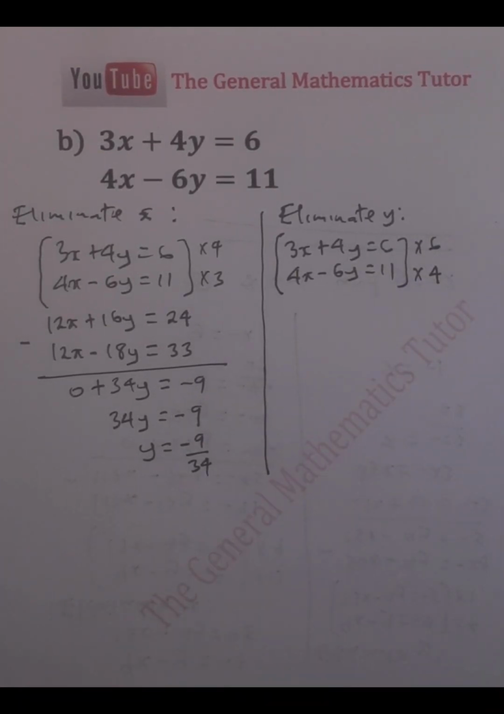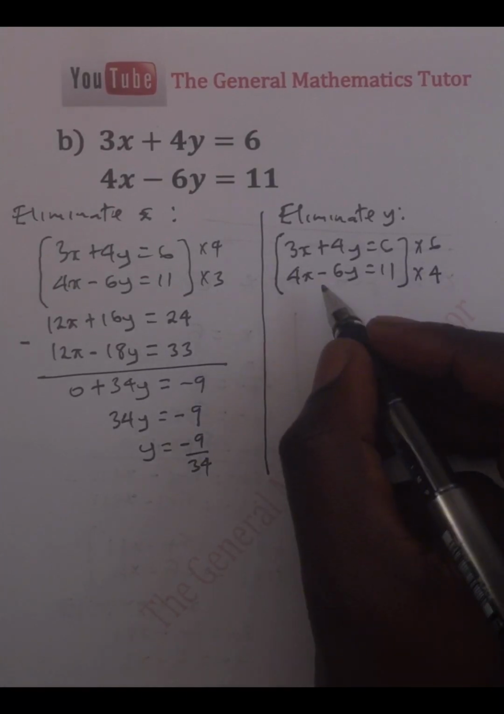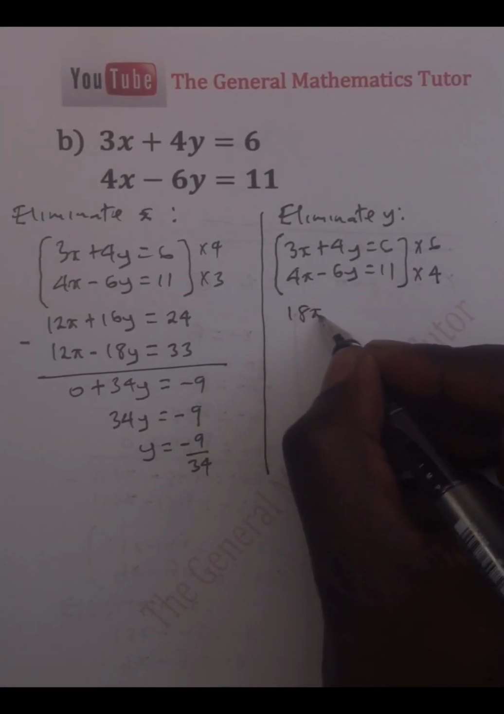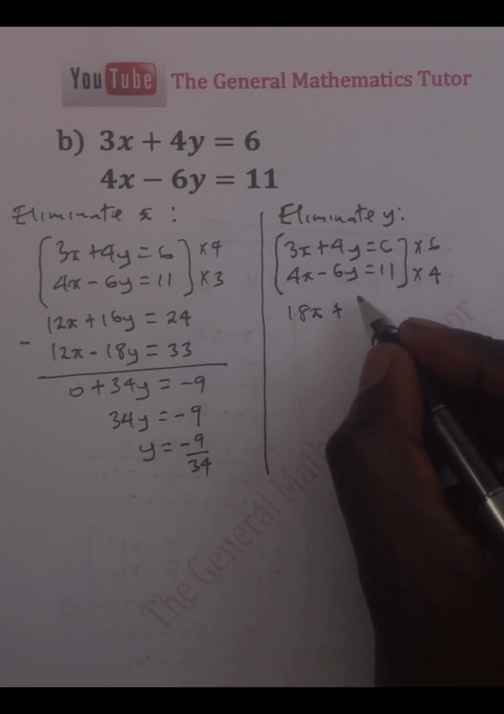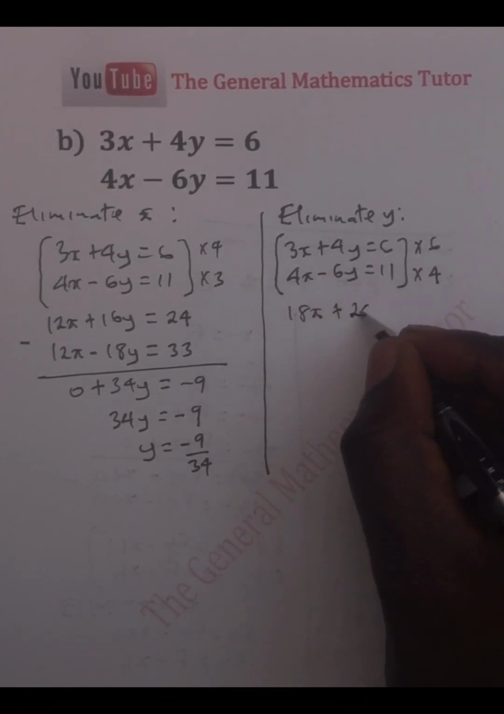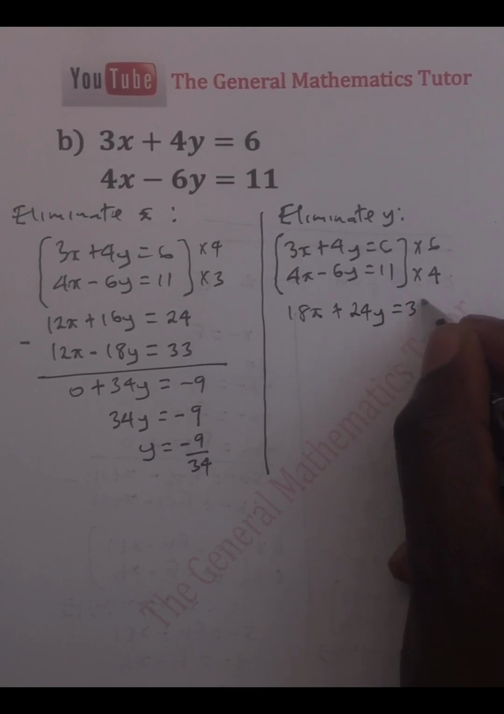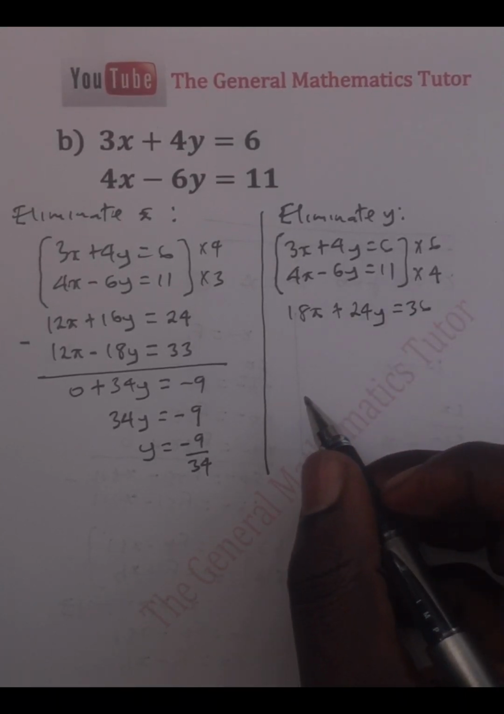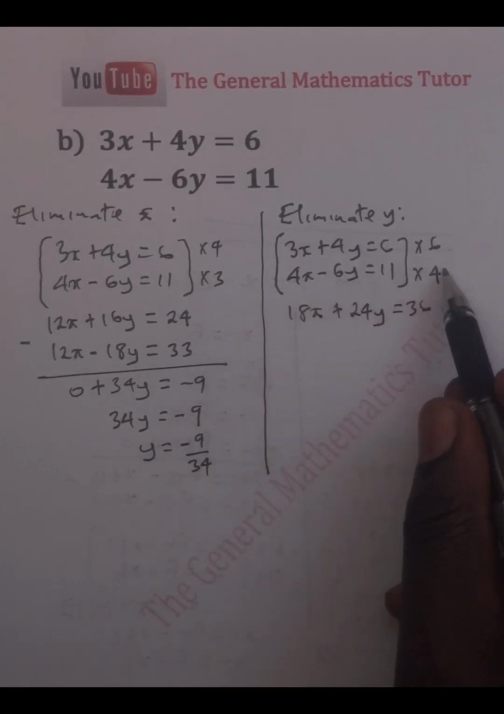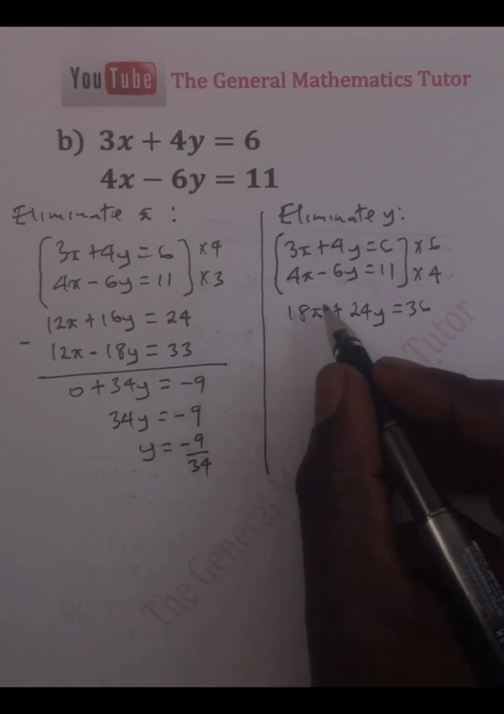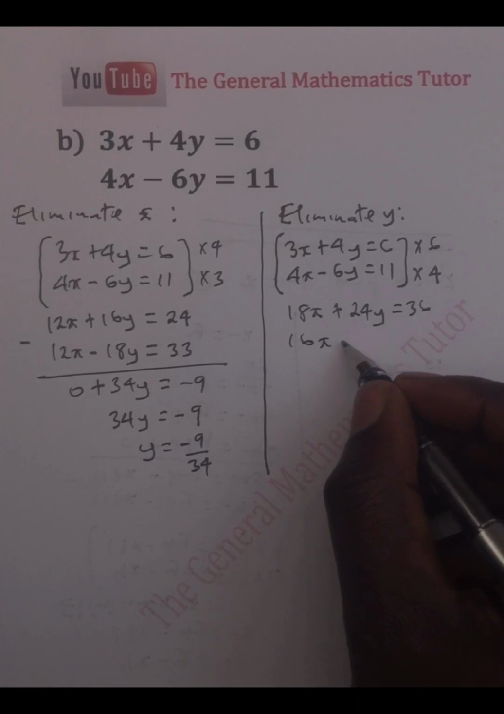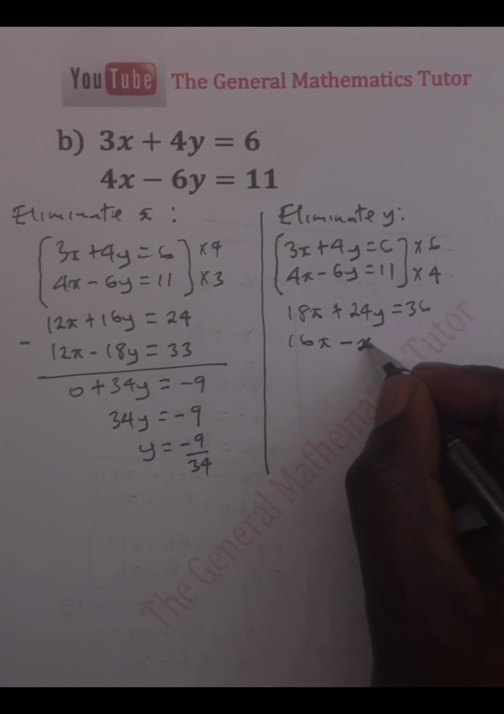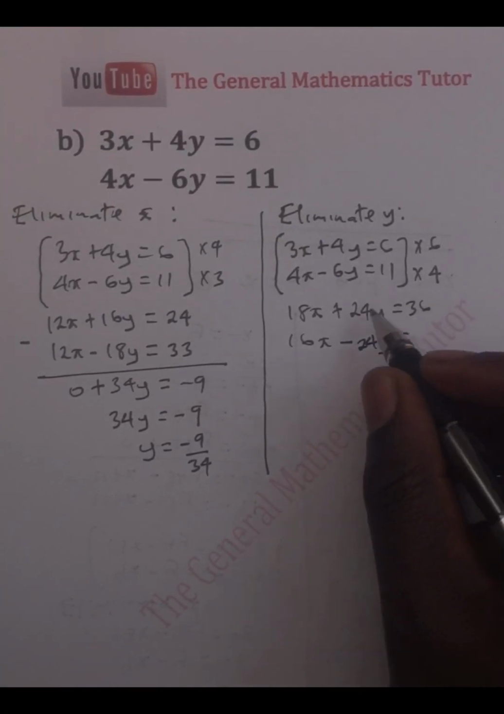So if we do that, we get a new system, which is 18x plus 24y is equal to 36, and then we also do the same for the second one, so that we have 16x minus 24y is equal to 44.